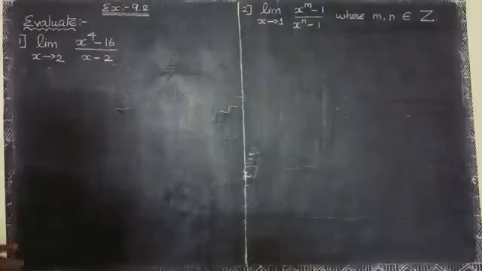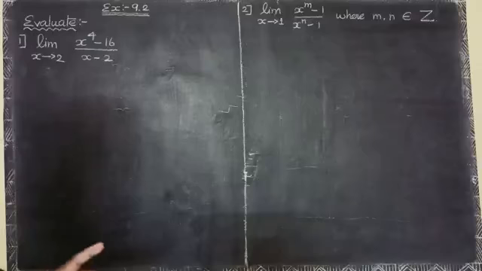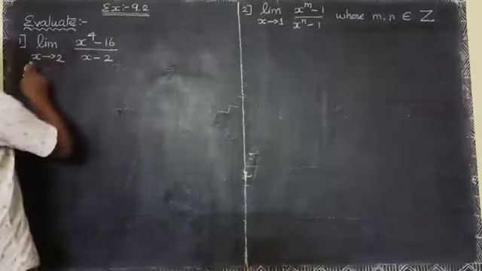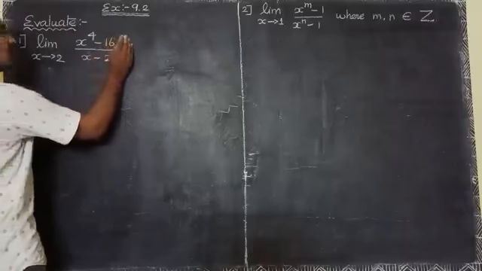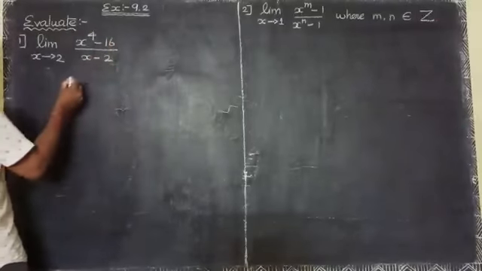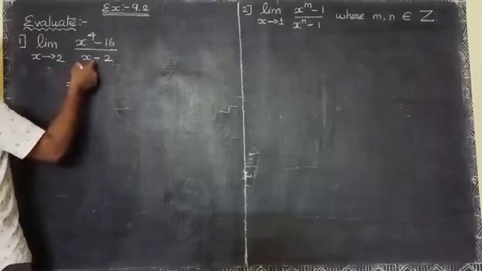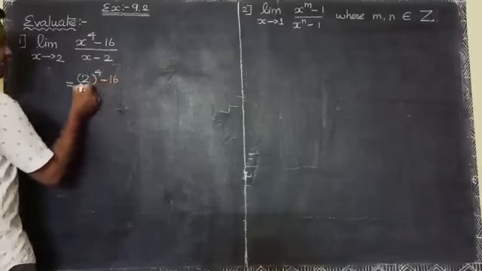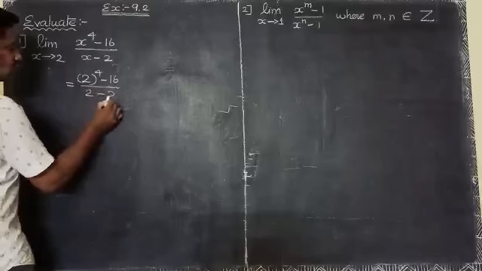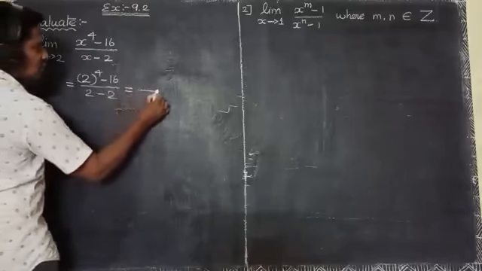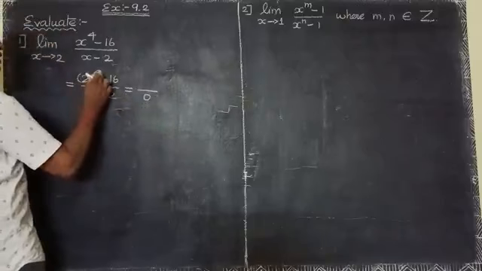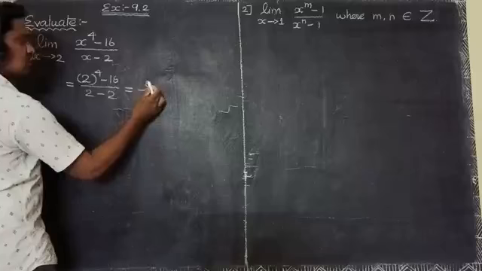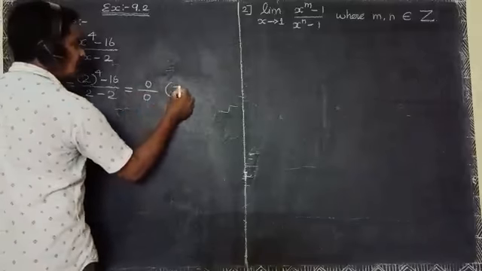Hi students, exercise 9.2. Evaluate the first question: limit x approaches 2 of (x power 4 minus 16) divided by (x minus 2). This is the given problem. Here, substitute x equal to 2: 2 power 4 minus 16 divided by 2 minus 2. In the denominator 2 minus 2 we have 0. In the numerator 2 power 4 is 16, 16 minus 16 is 0. So 0 by 0 is an indeterminate form.